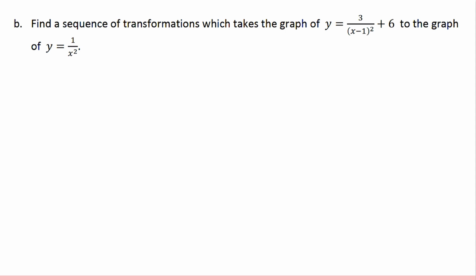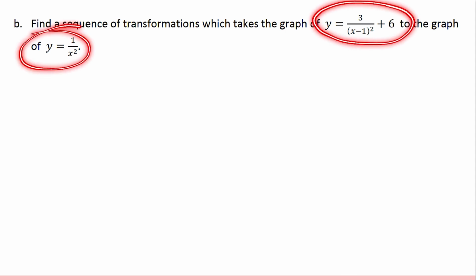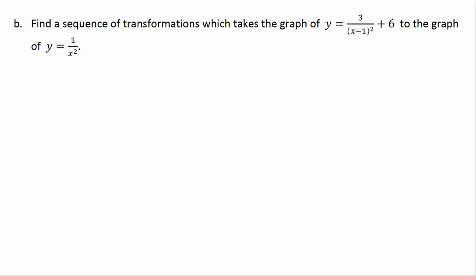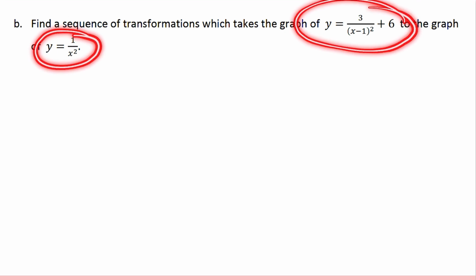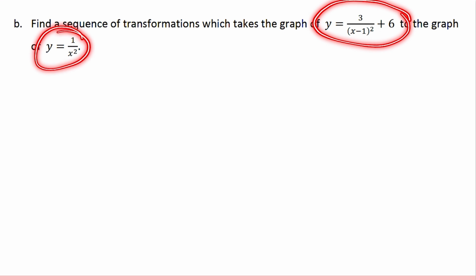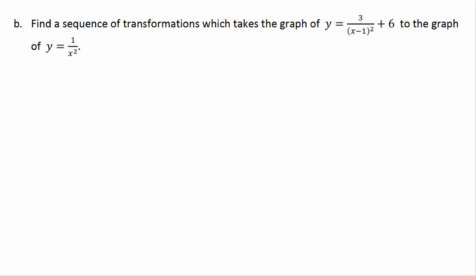So find a sequence of transformations which takes the graph of this to the graph of that. Now this one's a little bit more unusual because usually we start with the simple and go to the more complicated. Now we're starting with complicated and going to the more simple one. So if you feel confident enough, feel free to read it off. For me, I always prefer the dash method just to make sure I'm not making any mistakes. So that's what I'm going to do.